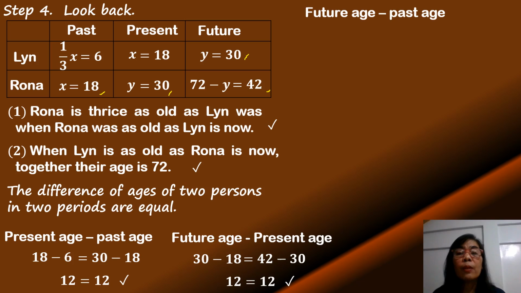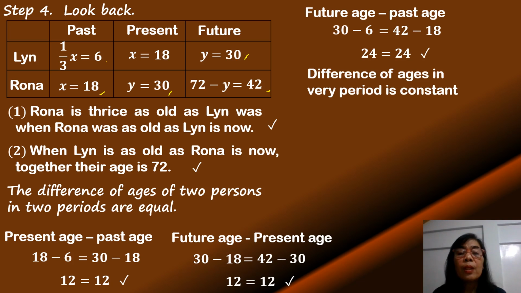If we consider their future age and their past age, that means the difference of the future age of Lynn and her past age must be the same with the future age of Rona less her past age. So we have here 30 minus 6 is equal to 42 minus 18. We arrive at 24 is equal to 24. Again, the principle of age problem is satisfied.